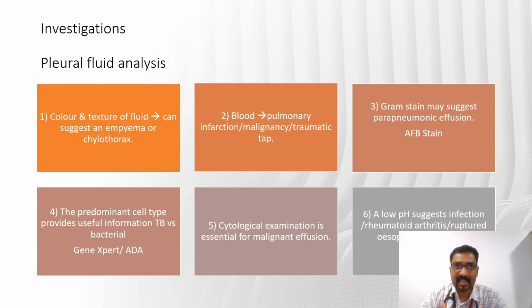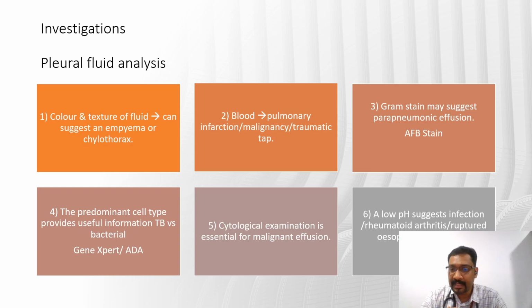Gene Xpert is an extra aid which can tell you whether it is a tubercular pleural effusion. ADA is another useful tool which will tell you if it is a tubercular pleural effusion. ADA being elevated suggests that it's a tubercular pleural effusion. Cytological examination is very important, especially when you are suspecting a malignant effusion.